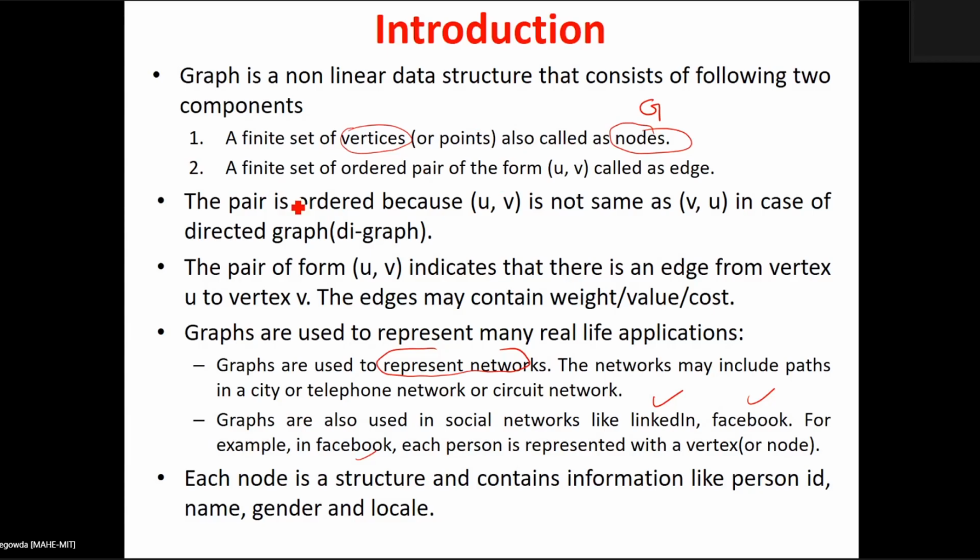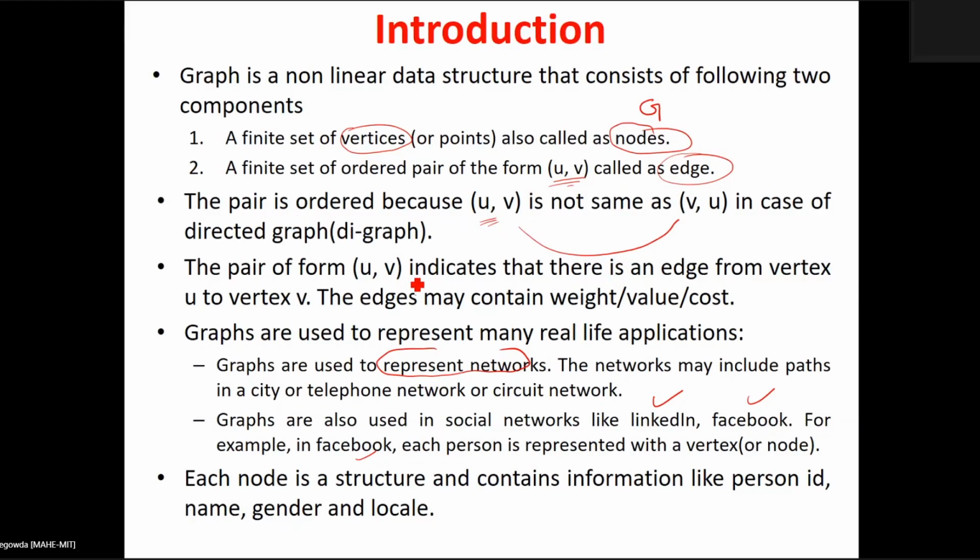The graph has another finite set of ordered pairs of the form u comma v. This is called an edge. Actually, this is the path from one node to another node. Here the pair is ordered. In the graph data structure, the pair is ordered because u comma v is not the same as v comma u, since we may be using a directed graph or an undirected graph depending upon the type of graph. So this cannot be the same.